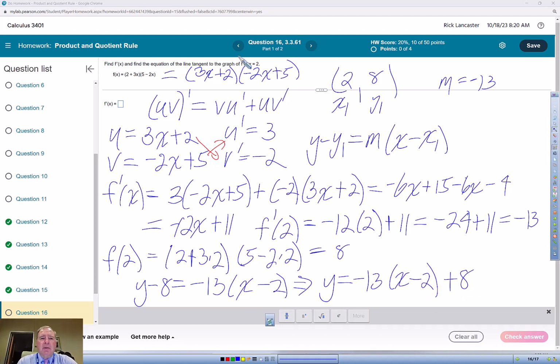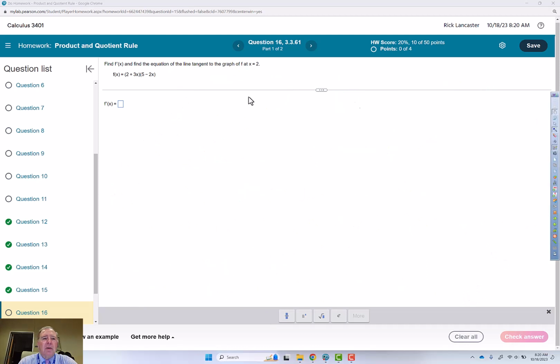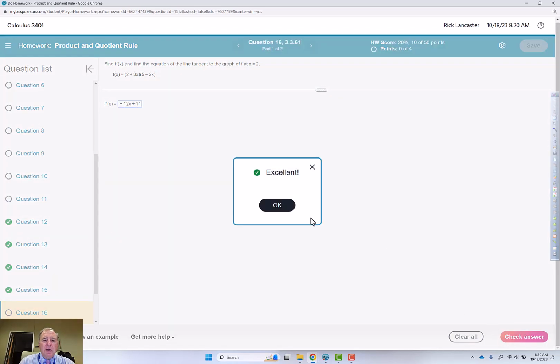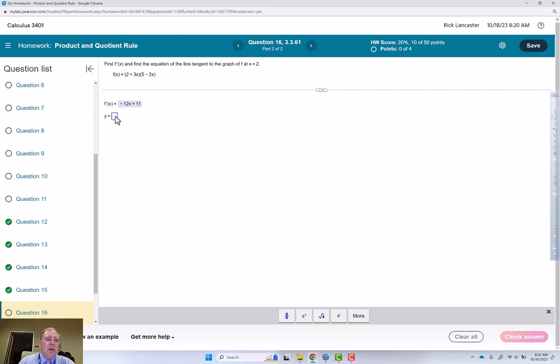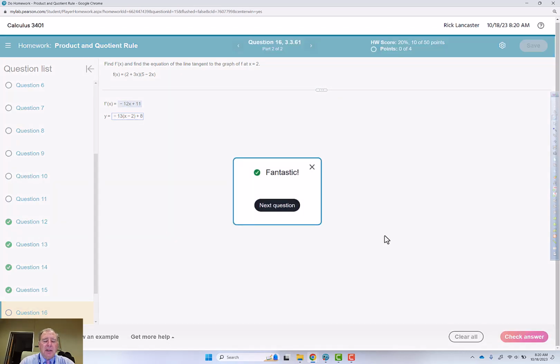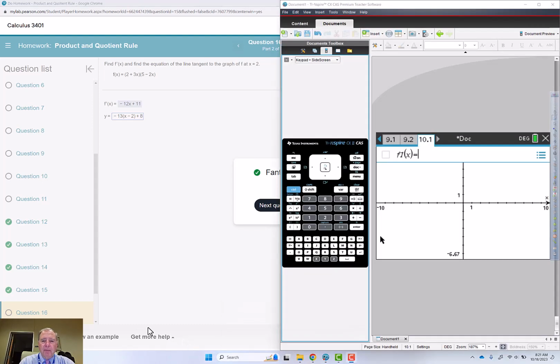And I'm going to put the two answers in, get the right answer, then I'm going to show you the workflow in the calculator. So we'll go here. So negative 12x plus 11. Check answer. Excellent. And then we're going to go with negative 13, then parenthesis x minus 2, then plus 8. Check answer. Fantastic. So now I'm going to show you the workflow in the calculator.